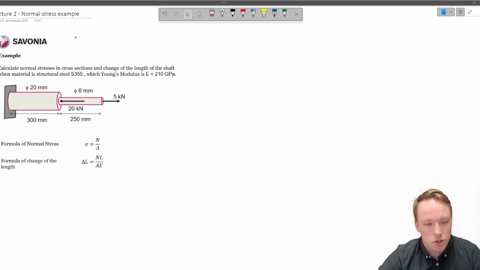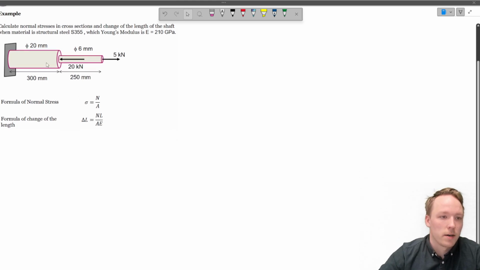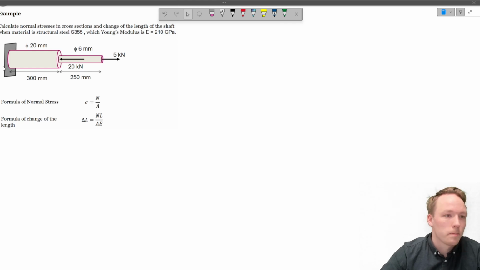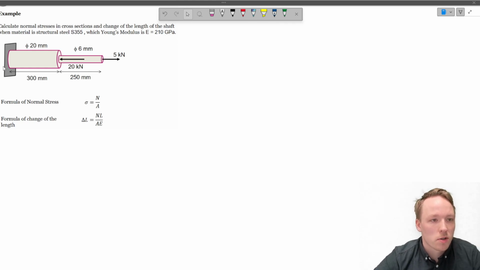The structure is as shown in here. So you can see we have two round bars. They are connected together, and they're also connected to the wall. We have two loads there. We have 20 kilonewtons here, and we have 5 kilonewtons in here.